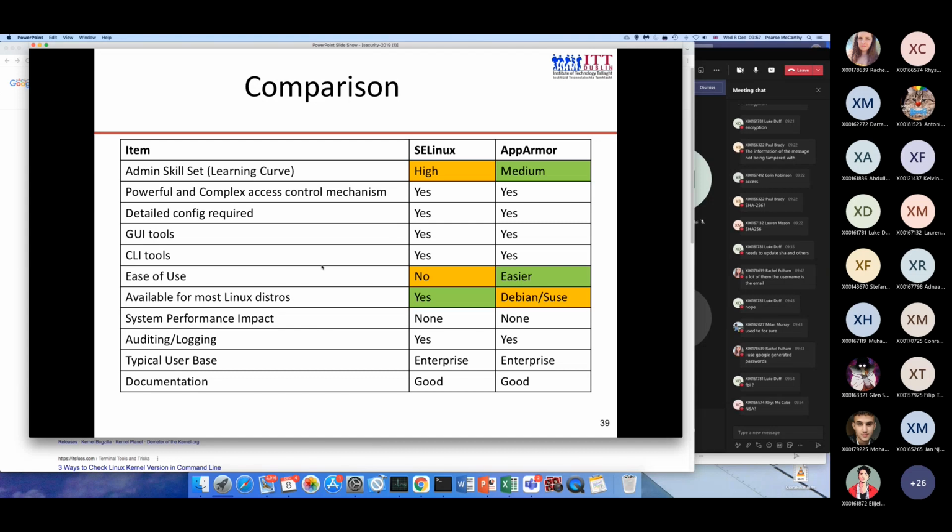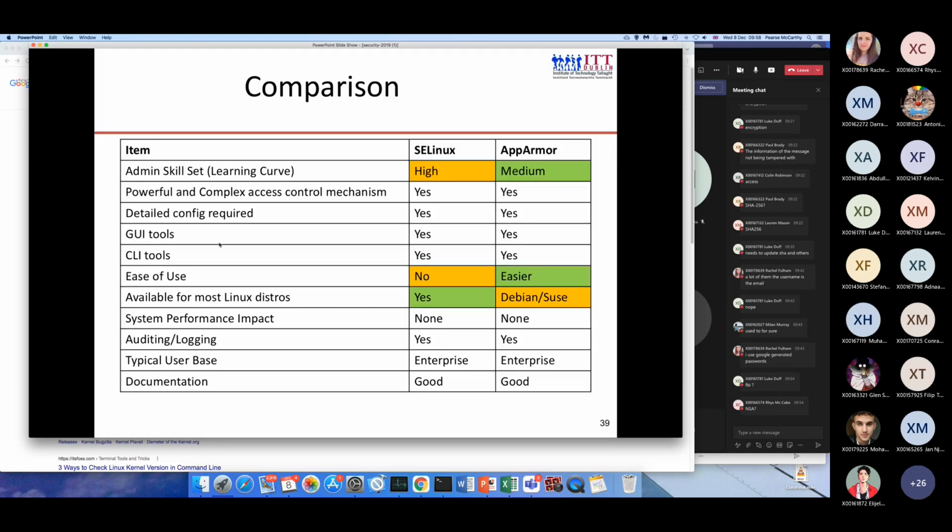So if we just have a quick look at the summary, they all do lots of stuff, right? They're the same on lots of stuff there. And where they differ is SE Linux is harder to learn because it's more complicated. And similarly, that's why it's not so easy to use. And this is the biggest difference actually. It's available for everything, SE Linux, so Fedora, Ubuntu, SUSE, whereas this one is just Debian, Ubuntu, and SUSE. Okay, so that's essentially the message.